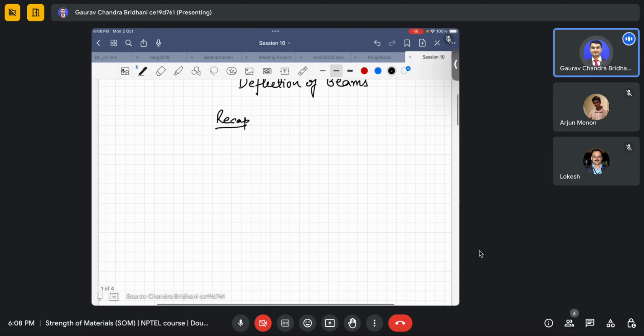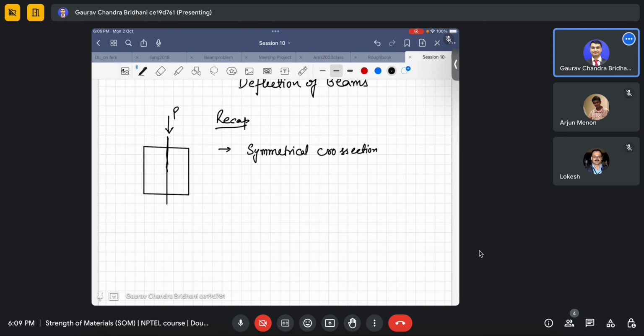So you know that there are two things. One is a symmetrical cross section, and especially symmetry about the loading plane. We usually load our beam like this, with load P, so there should be a symmetry about the vertical loading. So there is something called a symmetrical section, or I will say cross section, and something is symmetrical loading. These are two things.